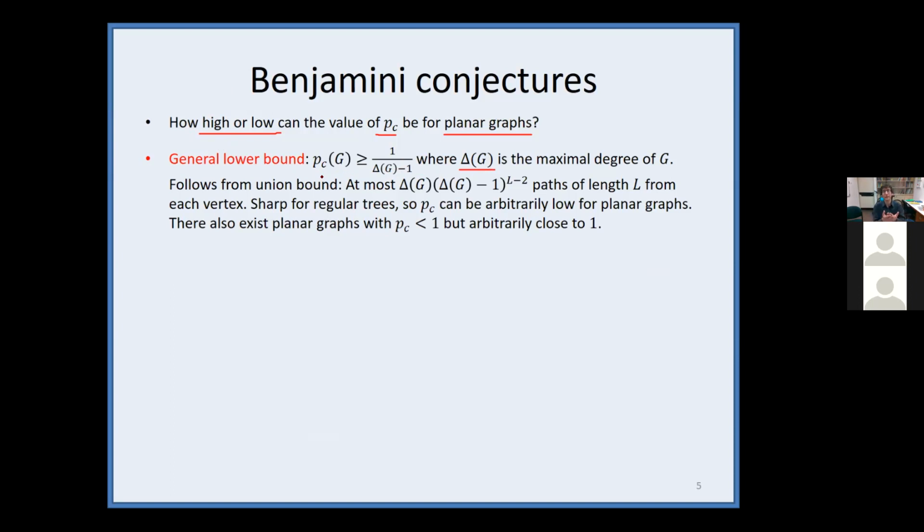You get it very simply. What you need to show is that if P is less than this number, then there isn't any infinite cluster. And indeed, the number of paths of length L that start from a given vertex is at most the degree times the degree minus 1 to the power L minus 1. So the expected number of paths that are retained, you have to multiply that by P to the L, and you see that that tends to 0 with L when P is less than this value. So you get the easy general lower bound.